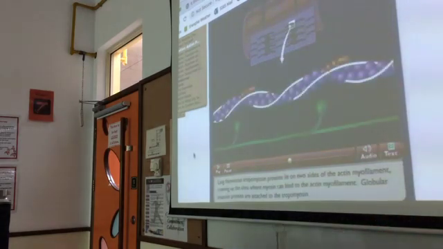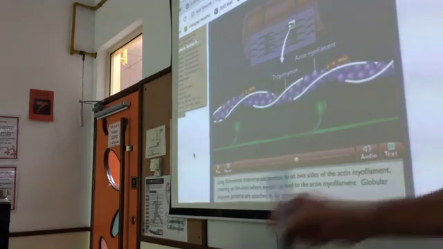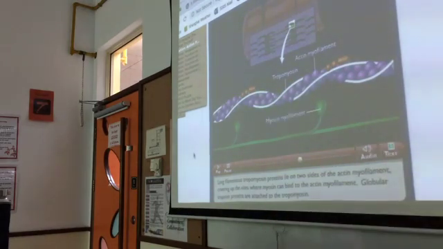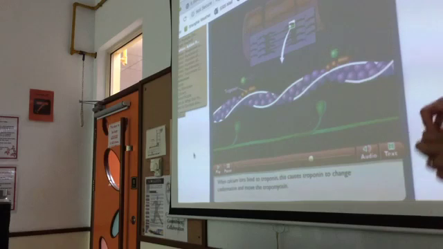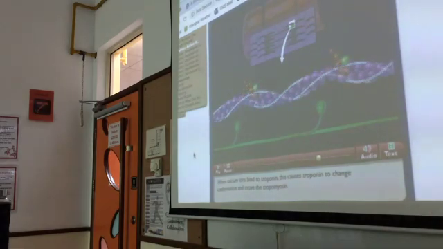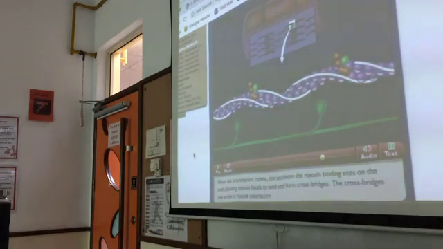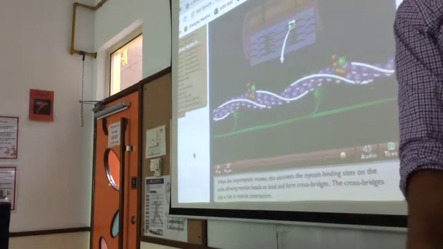Long filamentous tropomyosin proteins lie on two sides of the actin myofilament, covering up the sites where myosin can bind to the actin myofilament. Globular troponin proteins are attached to the tropomyosin. When calcium ions bind to troponin, this causes troponin to change conformation and move the tropomyosin. When the tropomyosin moves, this uncovers the myosin-binding sites on the actin, allowing myosin heads to bind and form cross bridges. The cross bridges play a role in muscle contraction.